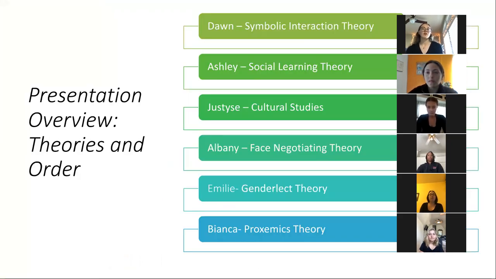So first, Dawn is going to start us off by discussing symbolic interaction theory. Second, Ashley will go over social learning theory. Third, Justyse will talk about cultural studies. Then Albany will analyze face negotiation theory. Following, Emilie will interpret Genderlect theory, and I will finish with Proxemics theory. So now that I've introduced the presentation, Dawn will start us off.